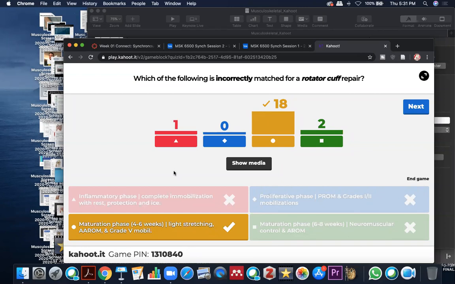Does anyone want to take a guess as to why this one is not right? Is that what it was? Did I actually put? Yeah, it's the grade 5. Yeah, I think this is actually right. Yeah, the time frame should be right.